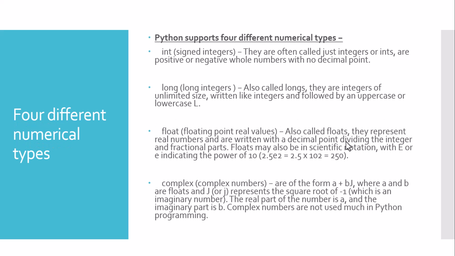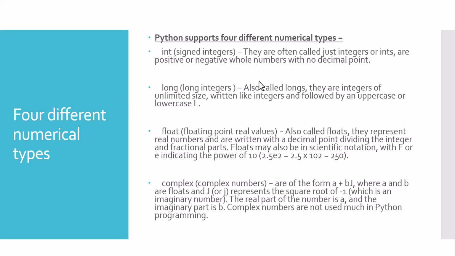Python supports four different numerical types: int, long, float and complex. Int is also known as signed integers. They are often called just integers or ints, and are positive or negative whole numbers with no decimal point. Integers are whole numbers, covering both the negative part and the positive part.